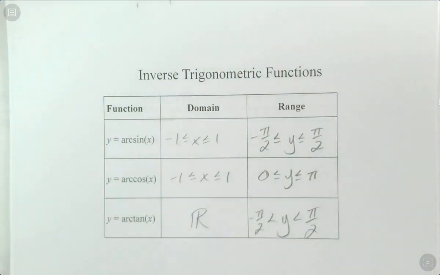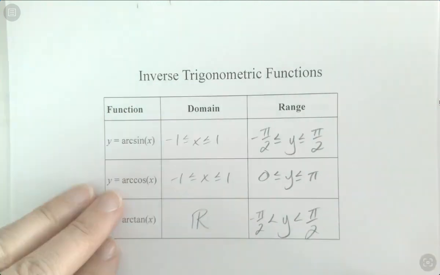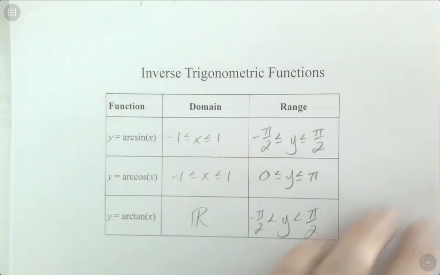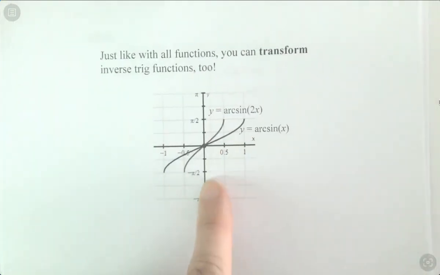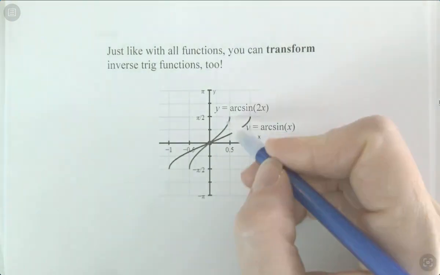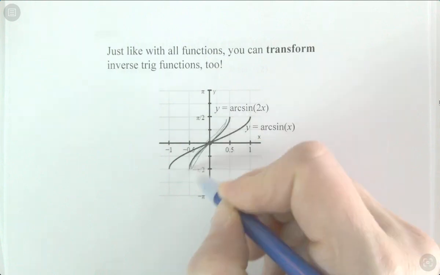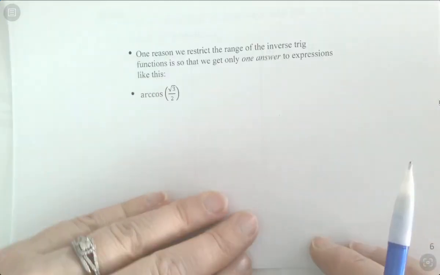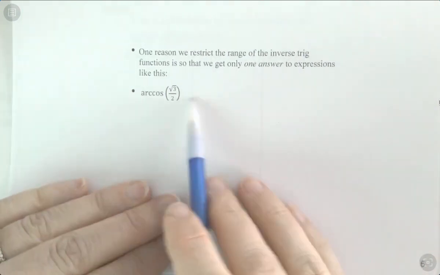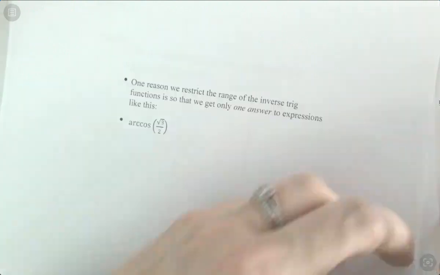I'm not going to ask you to graph the inverse trig functions. It's useful to have an idea of what the graphs look like, and it's also useful to understand their domains and their ranges. We're not going to, but you can also transform the inverse trig graphs the way that we do with any function. So this graph right here has actually been a horizontal shrink. Just a fun fact. One of the reasons that we restrict the range of the inverse trig function is so that we only get one answer to expressions like this.